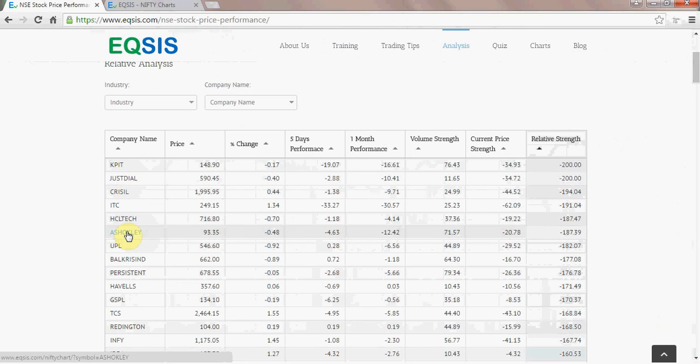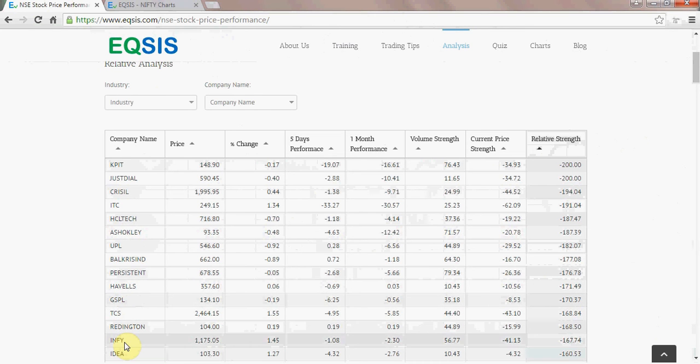If you open Ashok Leyland, it is going to open for me. I think Ashok Leyland is one such stock. Even Havells is one. TCS is one, Infosys is one. All these stocks are underperforming.